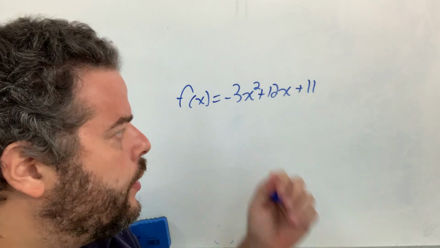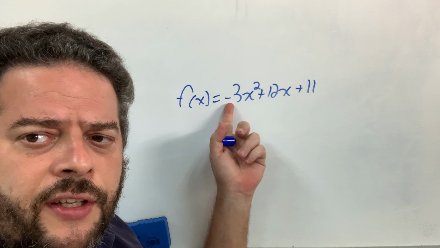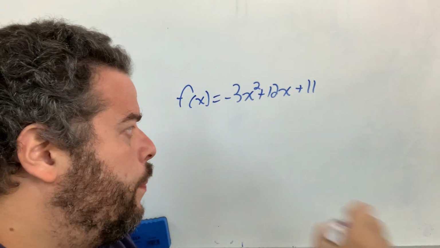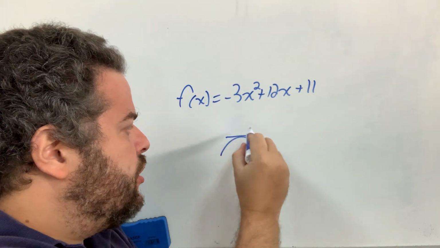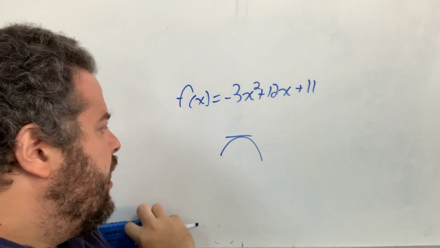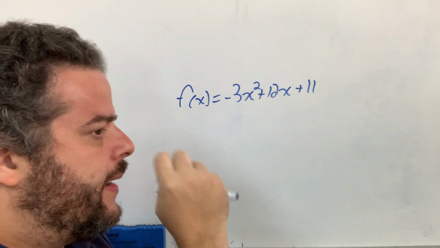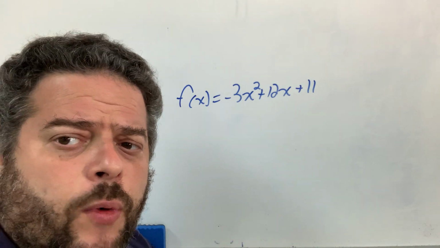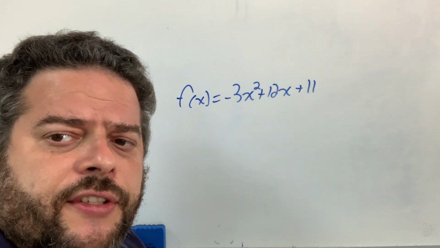Now, the first question I'm asked is to determine whether the function has a maximum or minimum value. It's pretty straightforward. We talked about this yesterday. The leading term is negative. It opens downward, so it actually has a maximum value. Question 1 is answered. Now we have to find that maximum or minimum value. All we have to do, again, is find the vertex.